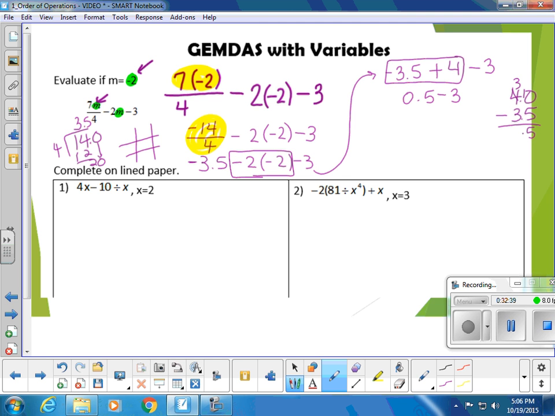Now I have 50 cents and I'm spending another $3. If you need to, use your battle boxes. I have a positive 0.5 and a -3. Which one's bigger? Obviously my negative, so my answer is going to be negative. If I have $3 and I take away 50 cents, how much am I going to have left? $2.50. So it's a -$2.50 or -2.5 or 2 5/10. So that's your answer there.